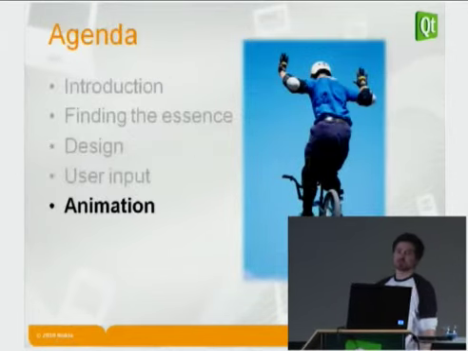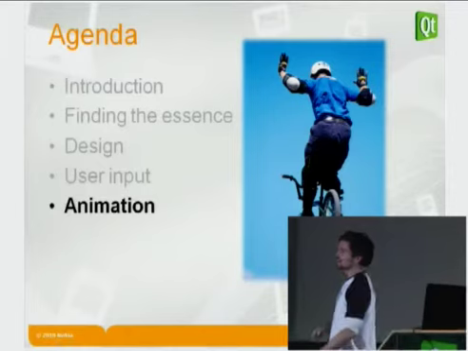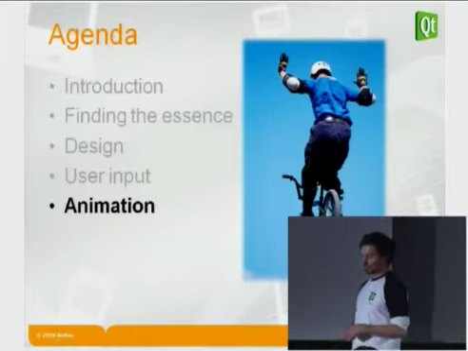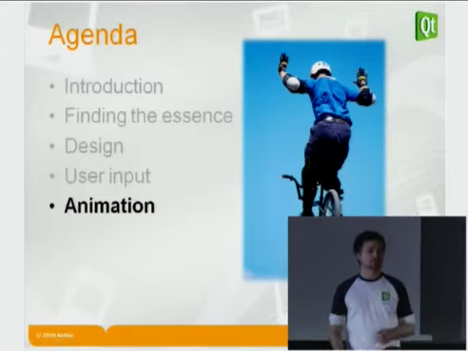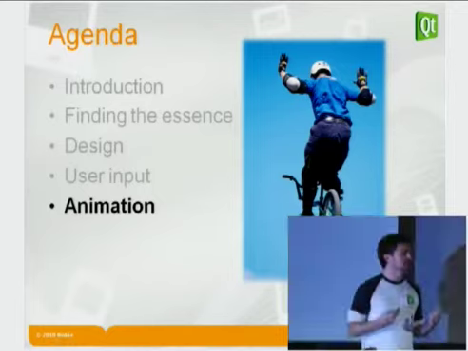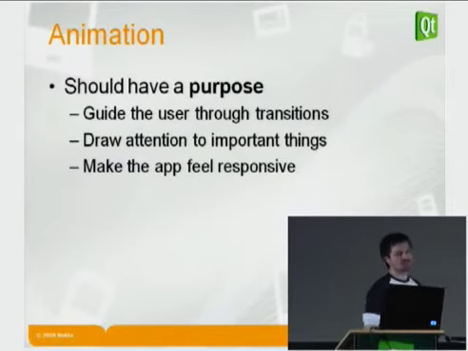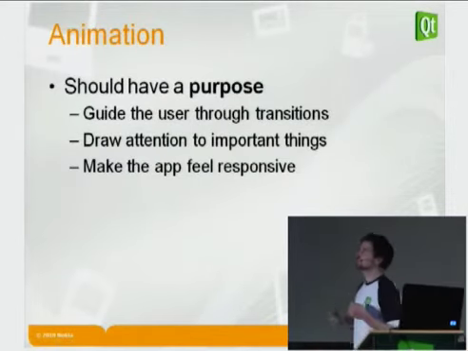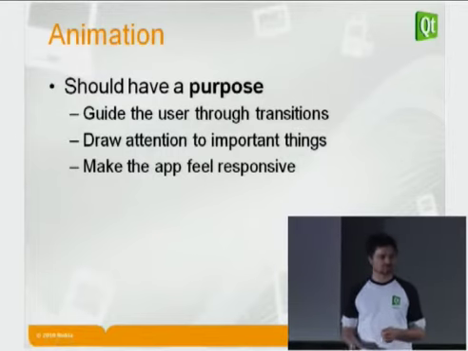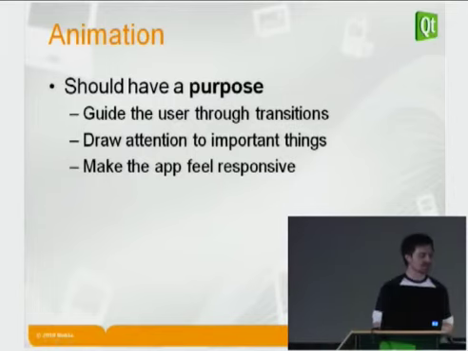So that brings us over to animation. Animation is something we have added and made really, really easy to use in Qt Quick. And there are a lot of pitfalls you fall into because we made it this easy. So I think the first thing I want to stress about animation is you should have a purpose before you decide to put an animation into your app. And typical purposes are guiding the user through transitions.